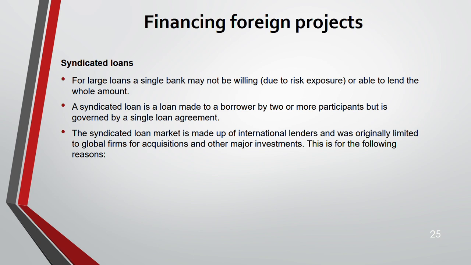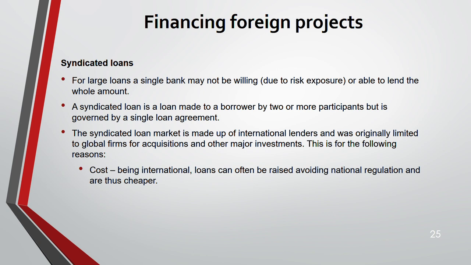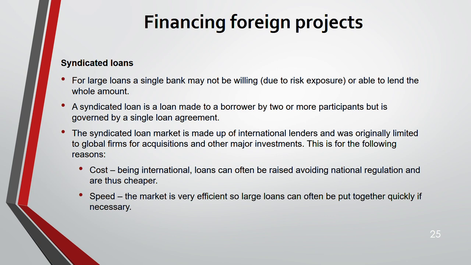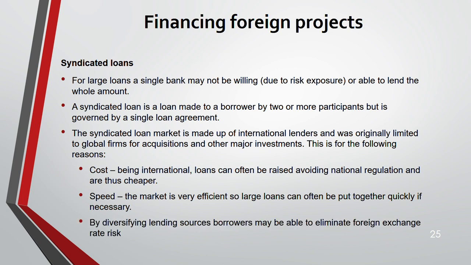Why is it so? For the following reasons. Number one, the cost. Because when you are borrowing internationally, the loans are usually cheaper. Being international, loans are cheaper. Second is speed. Such markets are very efficient for such large loans, syndicated loans. If you collect it from many lenders, you can easily get the amount very quickly. But if you are taking it from one single lender, it takes time. Third is, by diversifying, by relying on many lenders, you are reducing the risk, the foreign exchange rate risk.